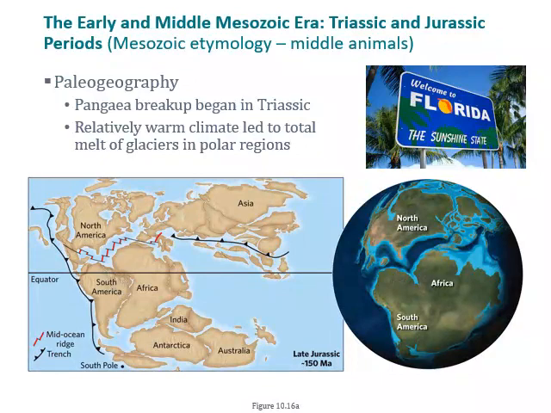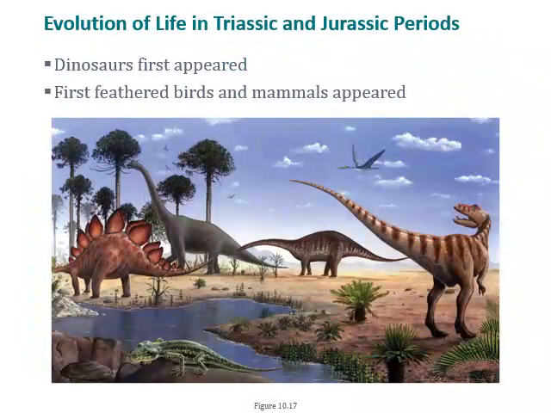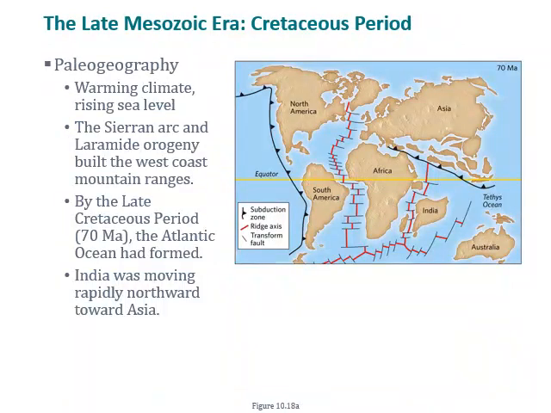Dinosaurs first appeared in the Triassic and Jurassic periods, as well as the first feathered birds and mammals. The Cretaceous period is included in the late Mesozoic era, and it's characterized by a warming climate and a rising sea level. The Sierran Arc and Laramide orogeny began to build the West Coast mountain ranges in North America. By the late Cretaceous period, the Atlantic Ocean had fully formed, and India was moving rapidly northward towards Asia.